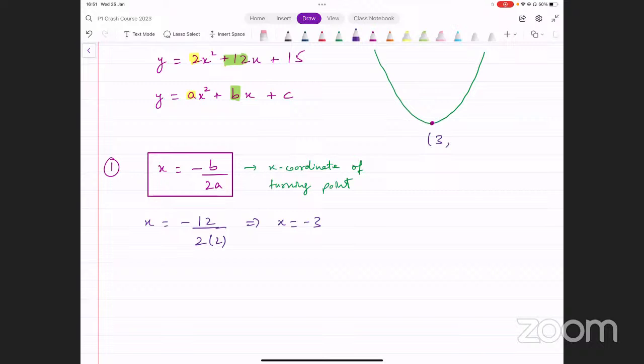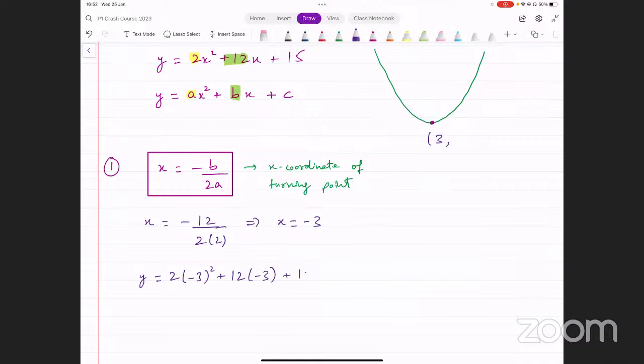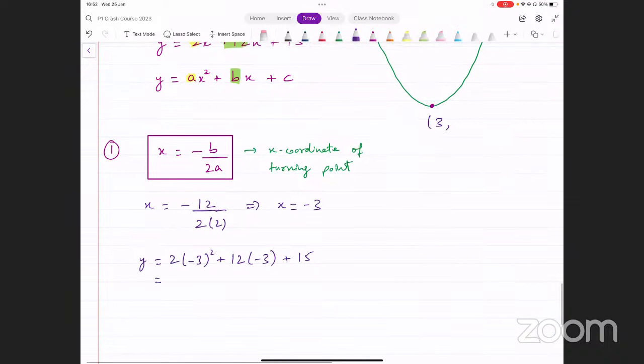How do you find the corresponding y coordinate? For finding the corresponding y coordinate, all we have to do is input this value back in the function, and that's going to give you the corresponding y value of the function. Let's see what that is. y equals 2 into minus 3 whole squared plus 12 into minus 3 plus 15. If you simplify this, this gives you 2 times 9, that's 18, minus 36 plus 15.